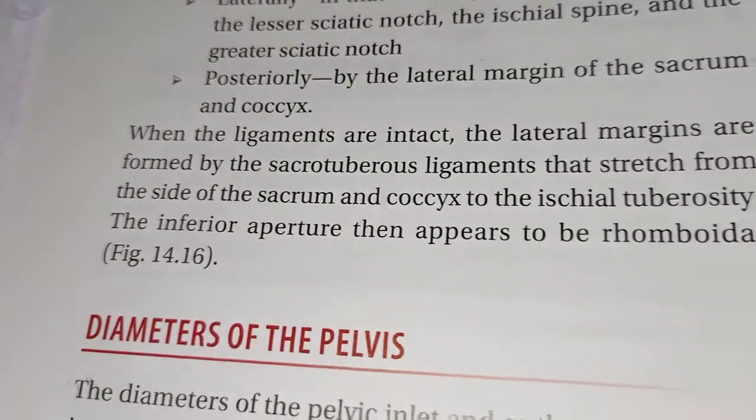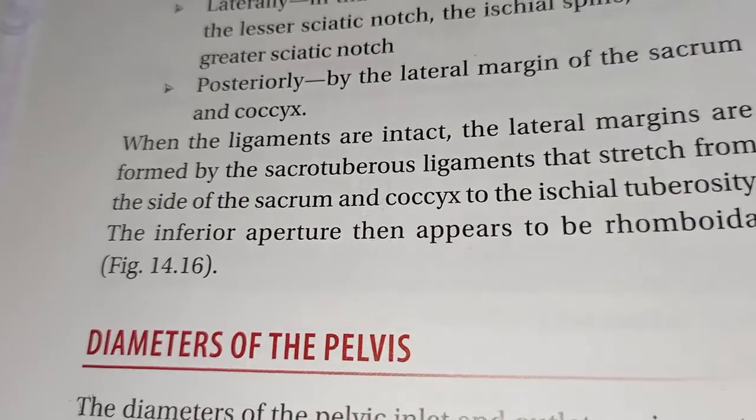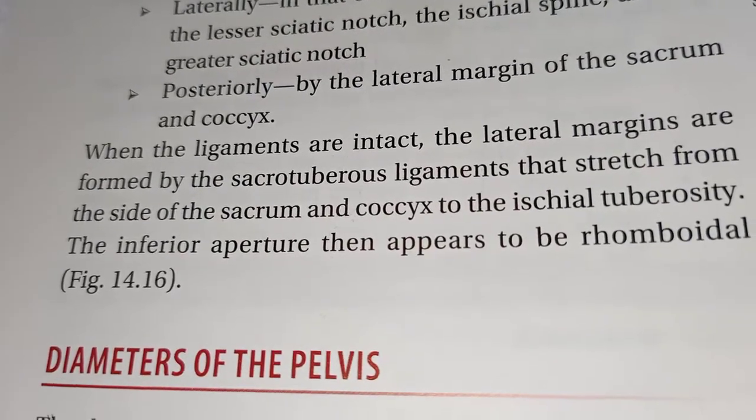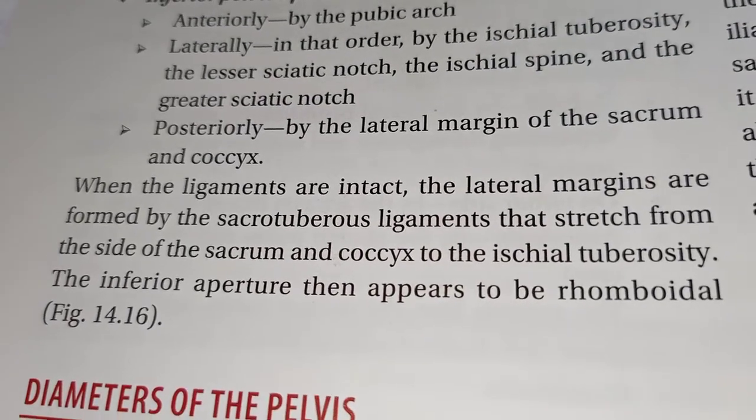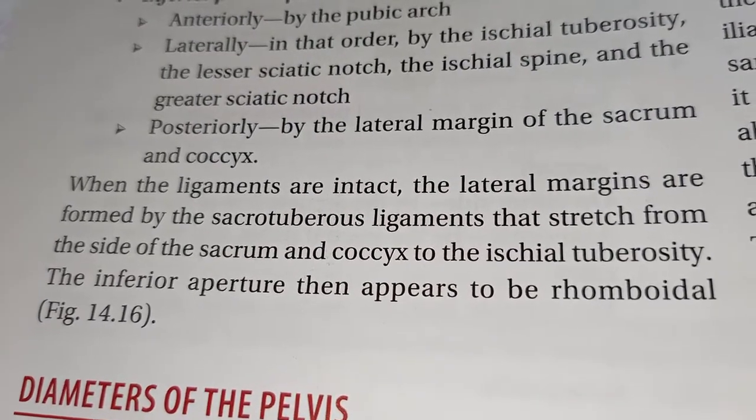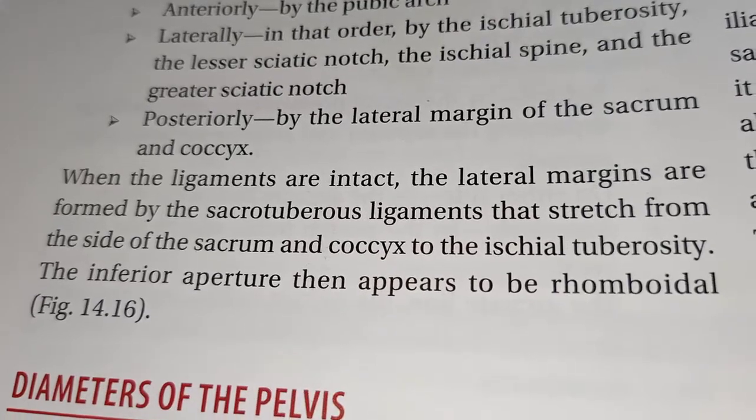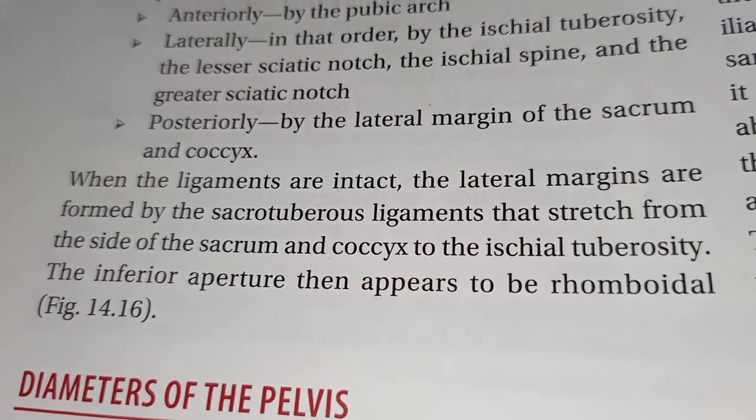When the ligaments are intact, the lateral margins are formed by sacrotuberous ligaments that attach from the side of the sacrum and the coccyx to the ischial tuberosity. The inferior aperture then appears to be rhomboidal.